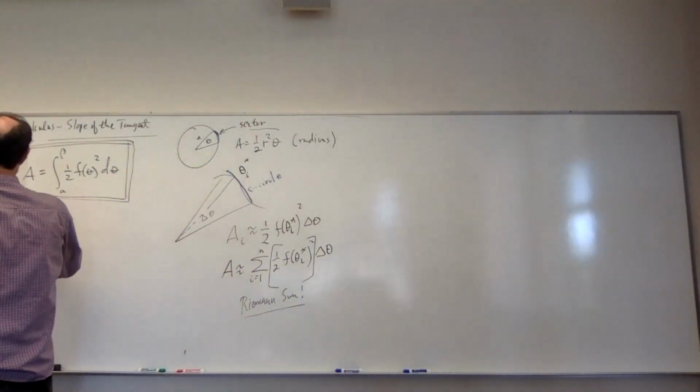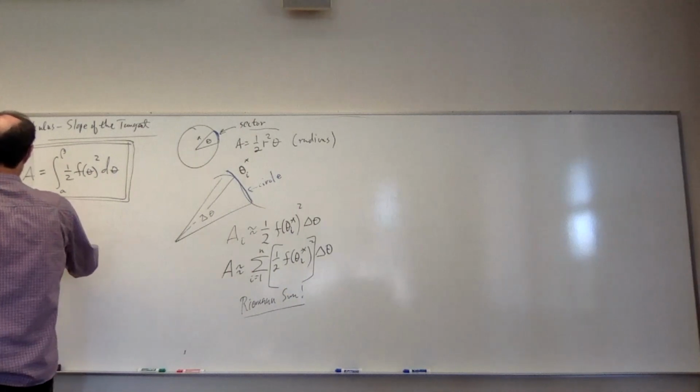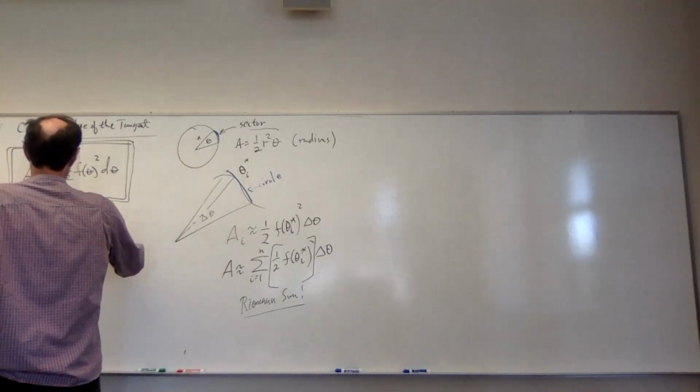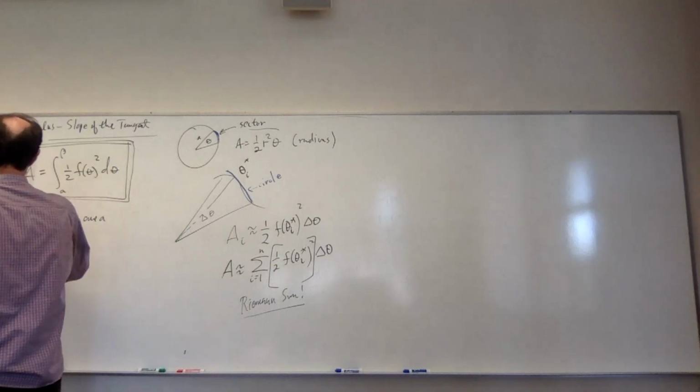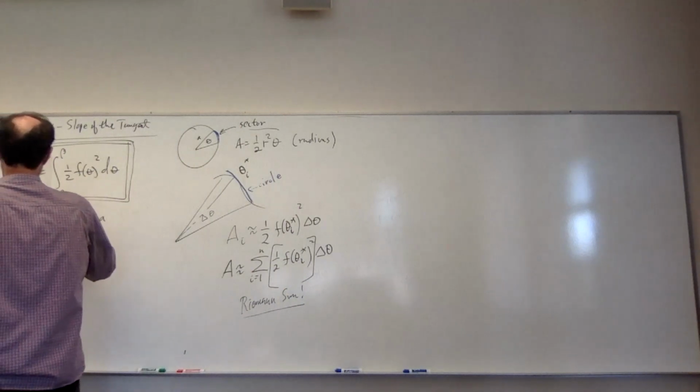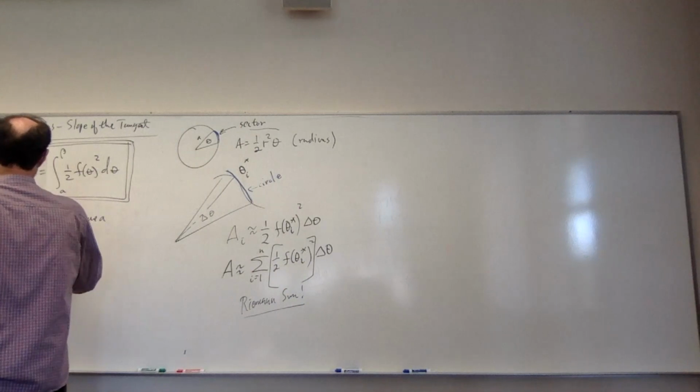Example. Find the area enclosed by r equals 1 minus cosine theta.